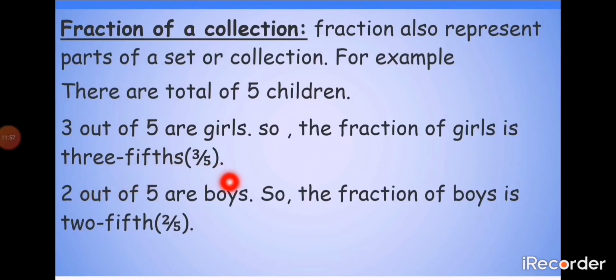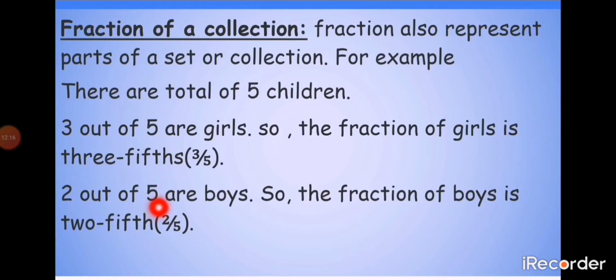2 out of 5 are boys. So the fraction of boys is 2/5, 2 by 5. So in 5 children, 3 are girls. The fraction of girls is 3 by 5. Now look at the boys fraction. There are 2 boys out of 5. 3 and 2 total is 5 and 2 are boys. So the boys fraction is 2 by 5.